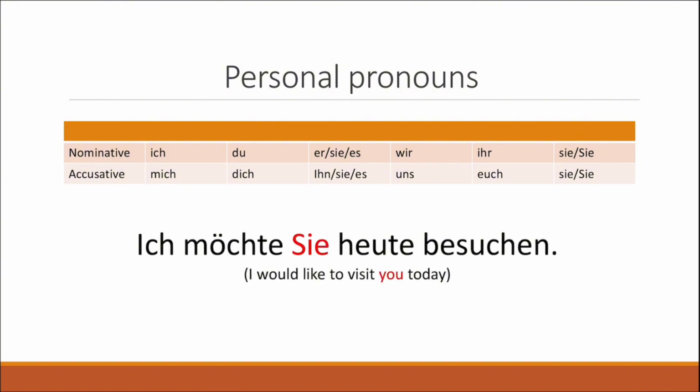And if we would like to say you for a more formal environment, then we're simply going to use sie, as we already did for personal pronouns for the nominative case. So in this case, if you would say I would like to visit you today to a more formal person or in a more formal environment, then you're going to say ich möchte sie heute besuchen.